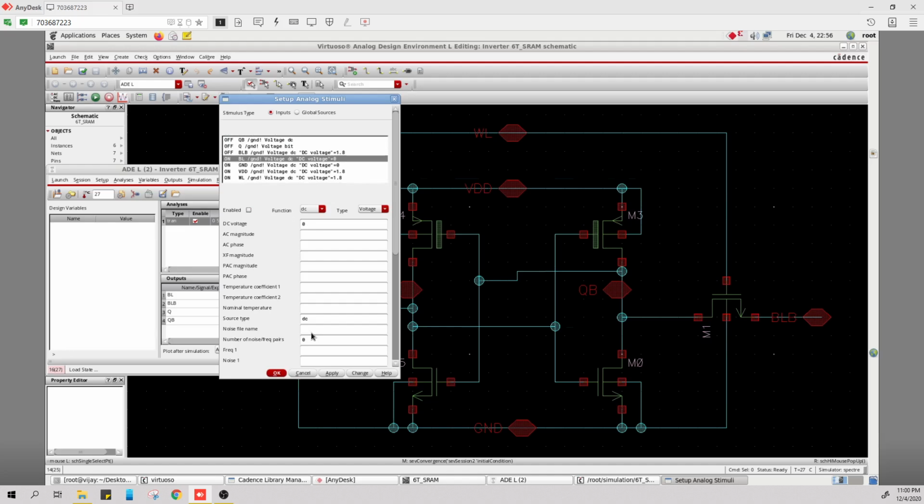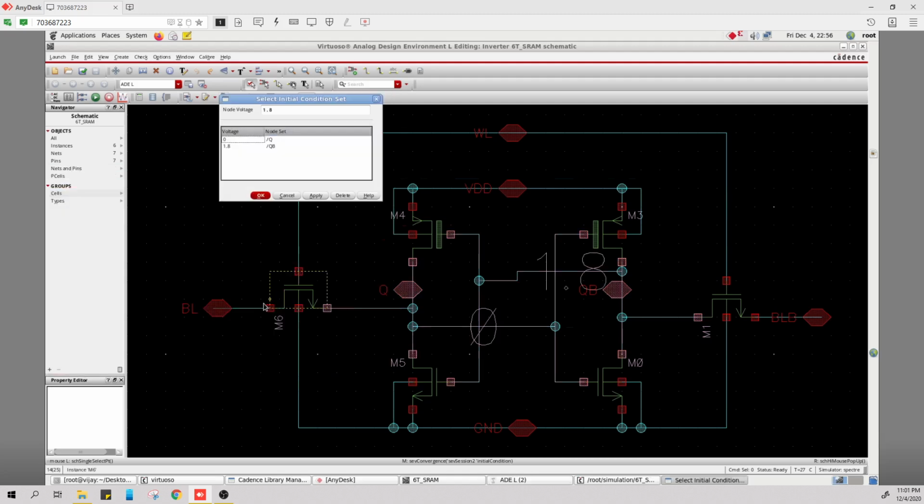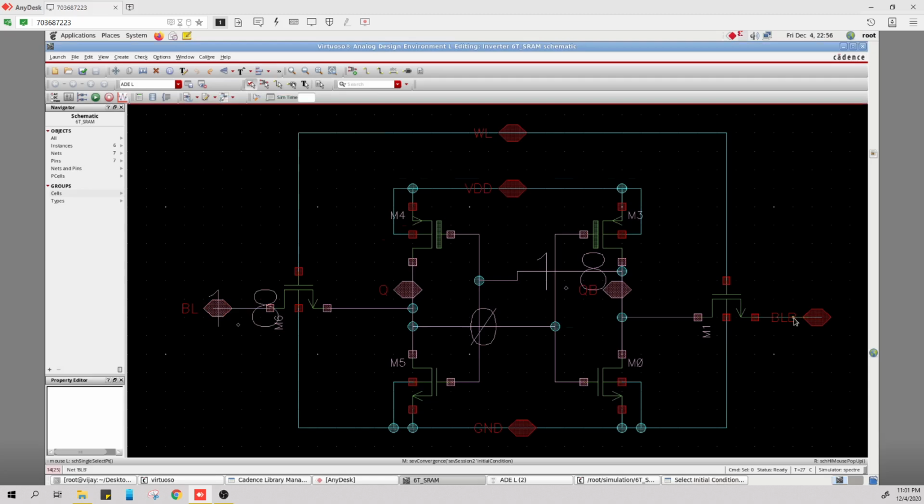So we will disable the BL and BLBs. Now, for simulation convergence at initial condition, let Q be 0 and QB be 1. So what we will do is precharge BL and BLB to 1.8. So we have precharged, then what happens?